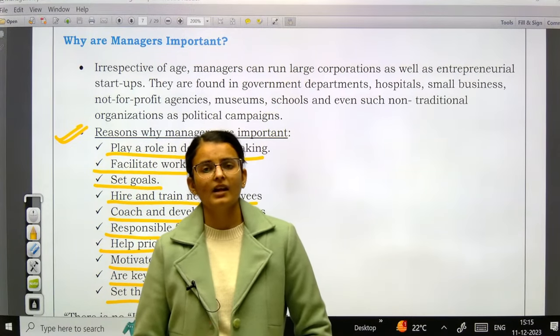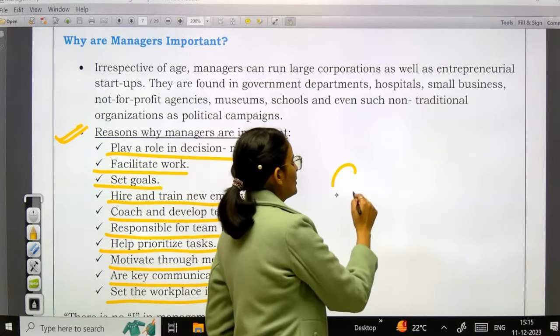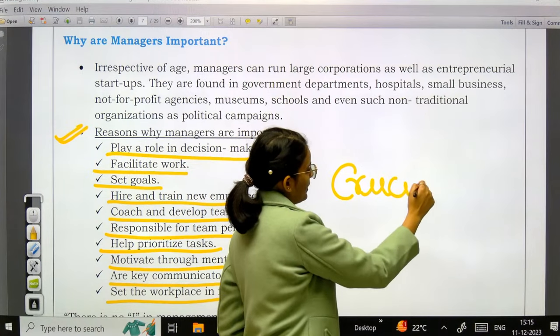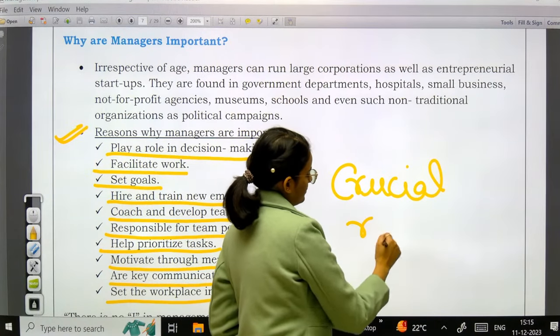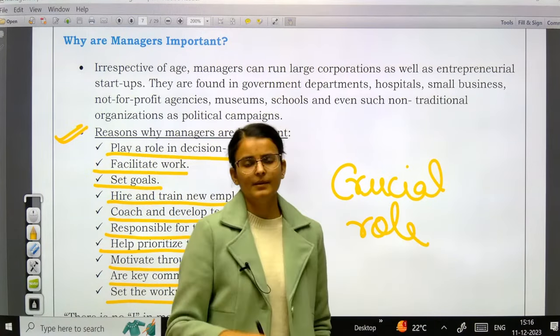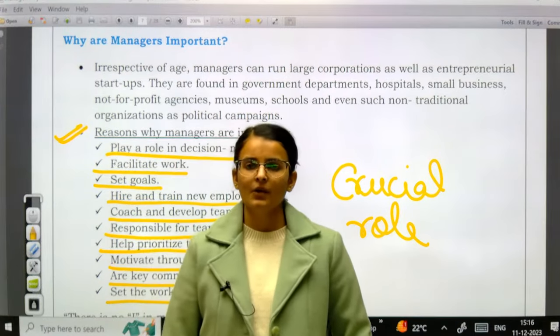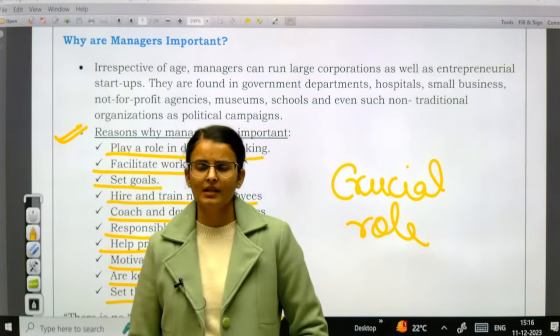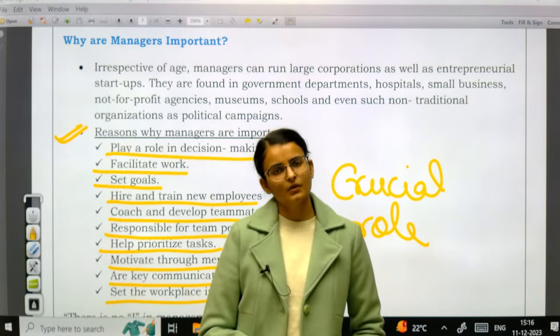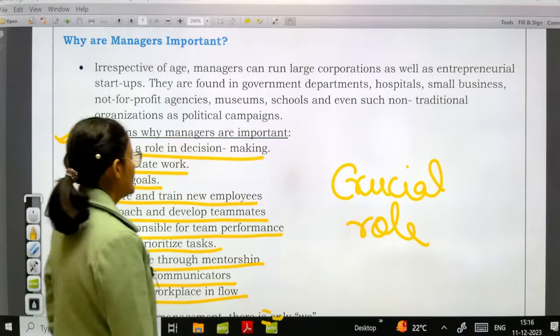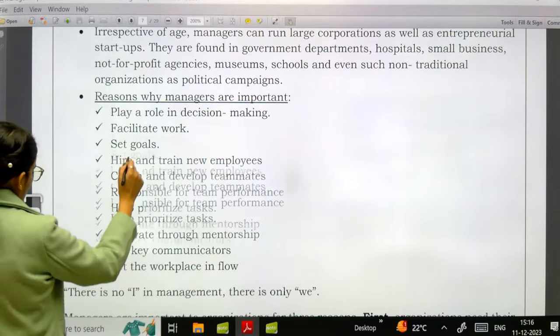They are basically playing a crucial role in the organization, in every aspect, whether hiring the employees, attaining goals, motivating the employees, or achieving set targets. In every field, a manager is required in an organization.